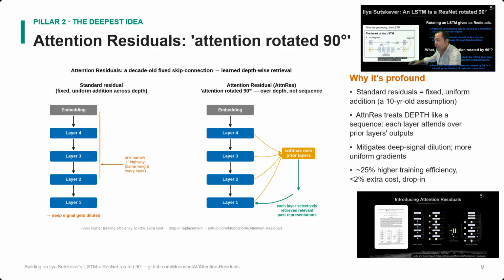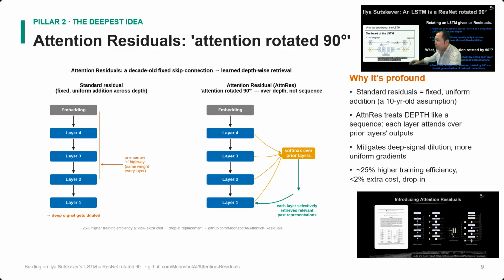That's a key inspiration from that work. So the question becomes: what is attention rotated 90 degrees? The answer is Attention Residuals. Instead of a fixed sum at each layer, use attention, a softmax over the outputs of all previous layers, selectively retrieving the representation it actually needs. You are applying attention across depth, not across the token sequence.